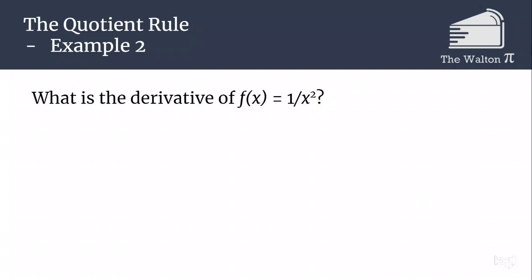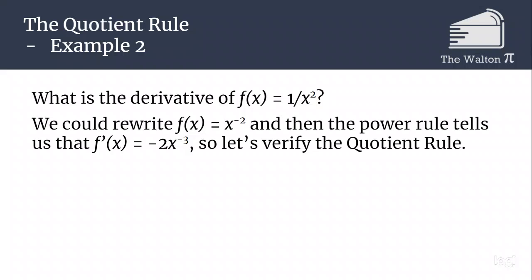So let's look at the derivative of 1 over x squared. Now, we could do this with the quotient rule. We could also rewrite this as x to the minus 2 and then use the power rule. So the power rule tells us bring down the exponent and subtract 1 from it. So we bring down the negative 2 times x to the negative 2 minus 1, or minus 3. So we should get that the derivative is negative 2 times x to the minus 3. Let's just see if we get the same thing if we use the quotient rule.